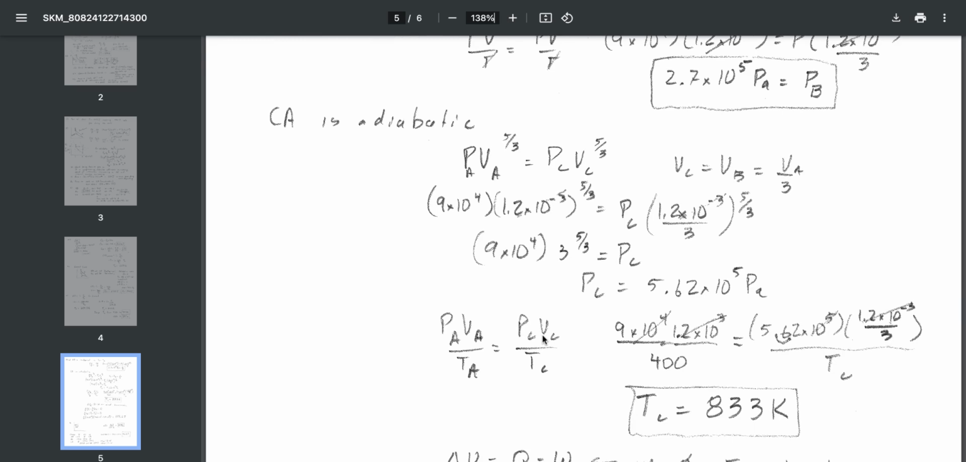And then once I had the pressure at C, I could go back to this formula here to find the temperature at C. But I had to use the adiabatic formula to find my pressure at C, because it was an adiabatic relationship between A and C. So that's how I did this problem using the 5/3. Once I had that pressure, I could plug into PAVA over TA is equal to PCVC over TC. Remember that for adiabatic, PV to the 5/3 is equal to a constant. So when I did that, I got 833 Kelvin as my temperature at C.